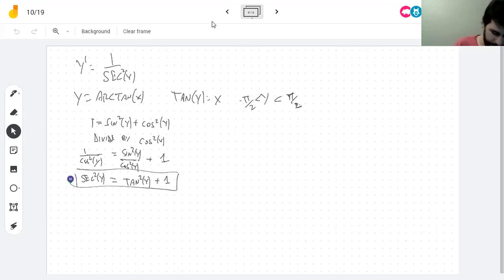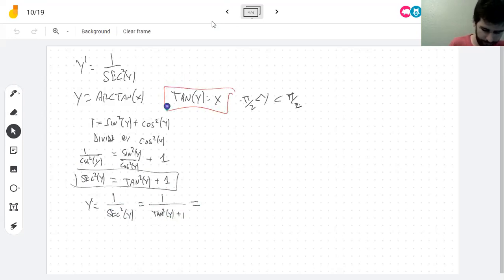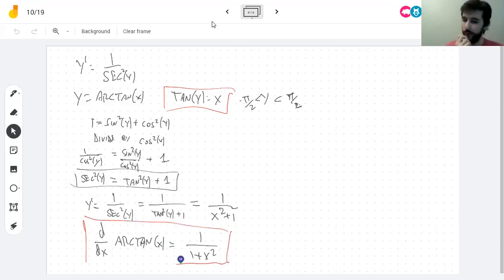So one over secant squared, which I guess is cosine squared, but for some reason I would rather have secant squared because I know that's related to tangent, is one over the tangent squared of y plus one. And now, tangent of y is x. That's the one thing I know. So tangent squared is just going to be x squared. So the derivative of arctangent is this extremely simple function: one over x squared plus one.